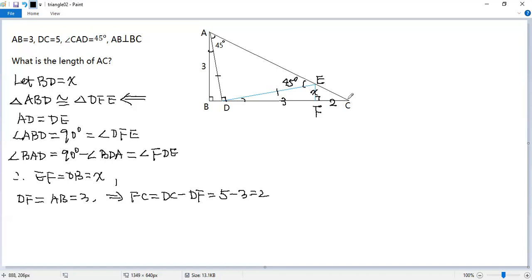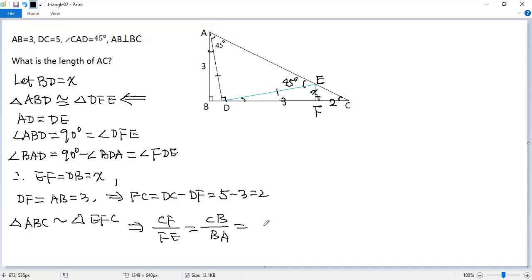Now look at the other pair of triangles, triangle ABC and EFC. So again, by intuition, you see they should be similar. So I say triangle ABC should be similar to triangle EFC. Why? Because they have the common angle C and also one right angle, right? So the other angle should also be equal. Anyway, so from here, we'll get the corresponding sides are proportional. So we get CF over FE should equal CB over BA.